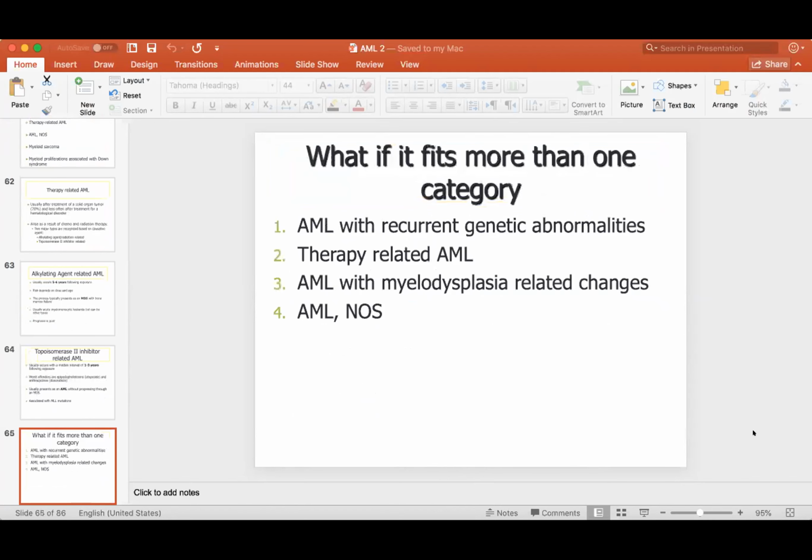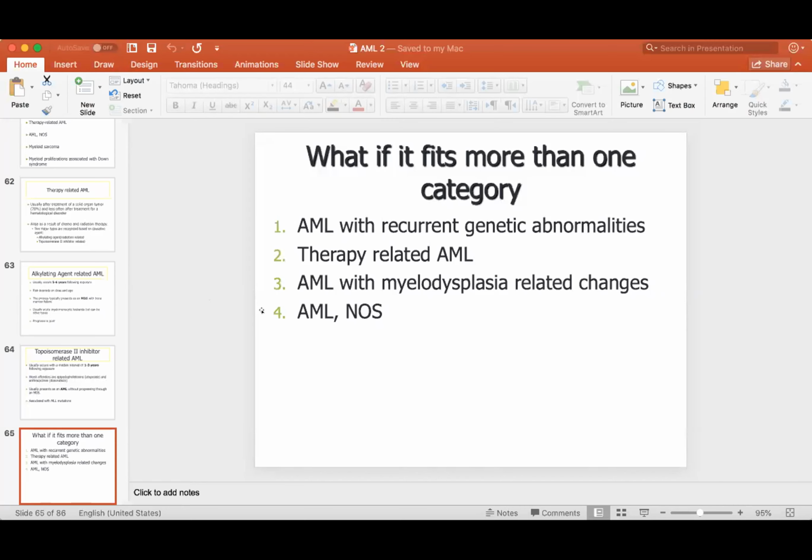Okay, so let's say you have a patient with acute myeloid leukemia, and they are showing features of different types of the WHO classification. So which one are you going to fit, or what are you going to call it? Again, if you have a recurrent genetic abnormality, that's what you're going to call it. Next, if you have a history of treatment, then it's therapy-related AML. So after you exclude these, and you see signs of dysplasia, or it fits the criteria for myelodysplasia-related changes, then that's what you're going to call it. And if it doesn't have any of these, then it's AML NOS, or not otherwise specified.